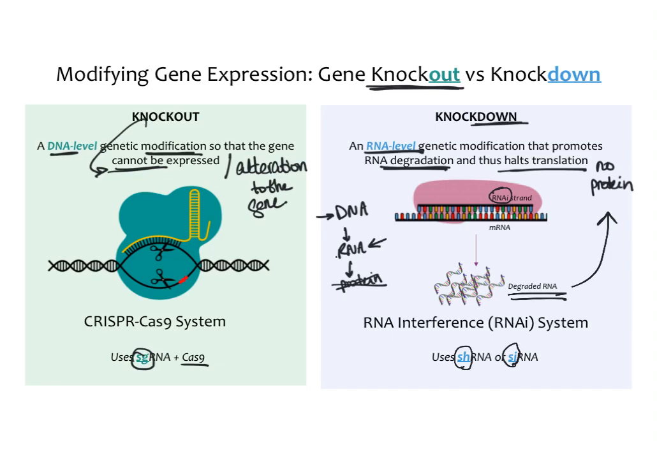So I always think of sgRNA, just think of it as a guide, because CRISPR needs a guide. The genome's really large and CRISPR needs a guide to figure out where to go, and so that's going to be your sgRNA. And then the interference systems are sh or si.